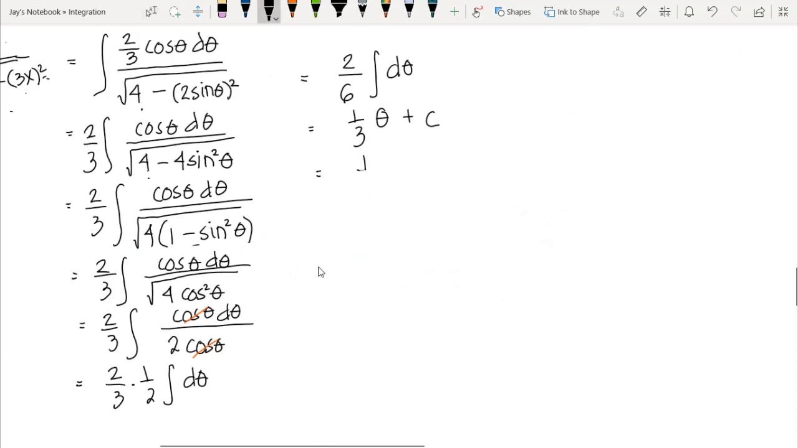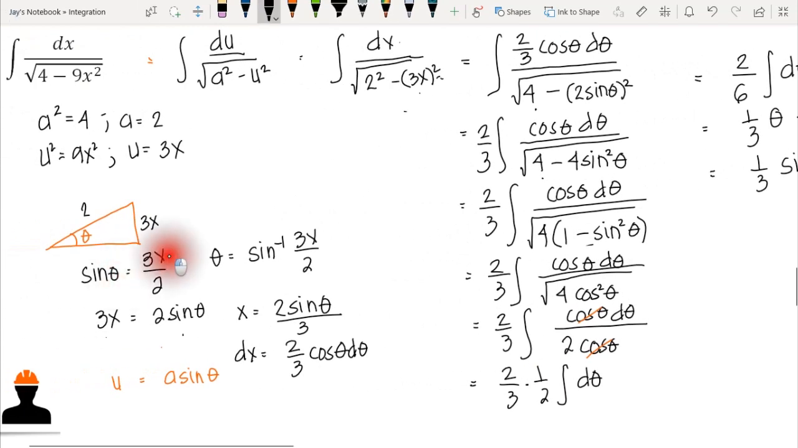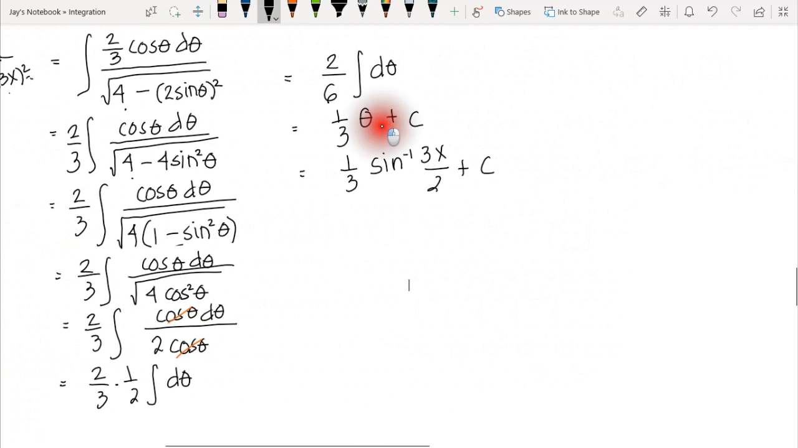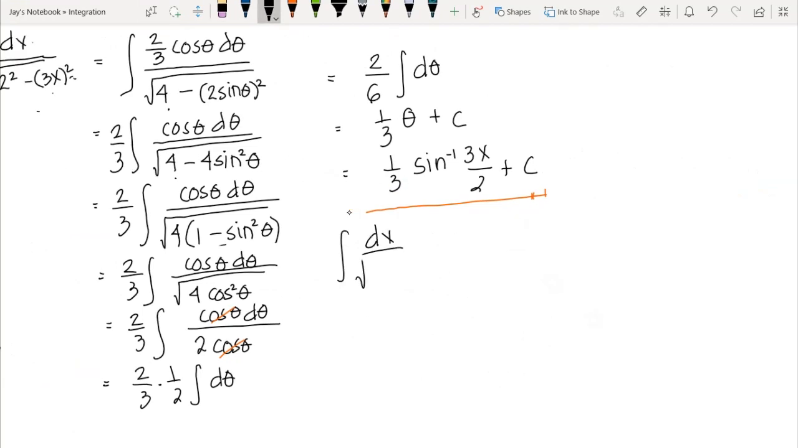So we have here 1/3 theta, that is arc sine of 3x over 2 plus c. So we take our function x back to our integration. So we change everything into x again. Therefore, our theta here, from this problem, a sine theta is equal to 3x over 2. Then we have theta equal to arc sine of 3x over 2. We substitute arc sine in the value of theta, so we get this answer. This one is now the integration of dx over square root of 4 minus 9x squared.